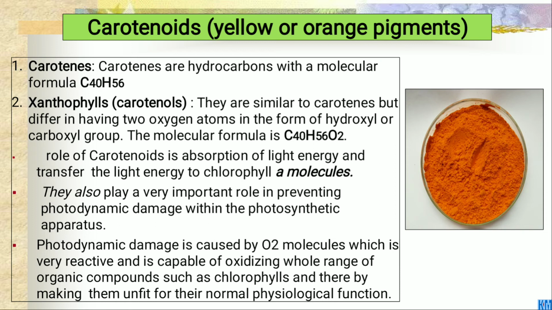Then the role of carotenoids is the absorption of light energy and transfer of the light energy to chlorophyll A molecules. They also play a very important role in preventing photodynamic damage to the photosynthetic apparatus. Photodynamic damage is caused by oxygen molecules, which are very reactive and capable of oxidizing a whole range of organic compounds such as chlorophyll, making them unfit for their normal physiological functions.